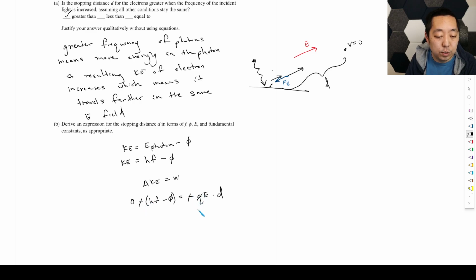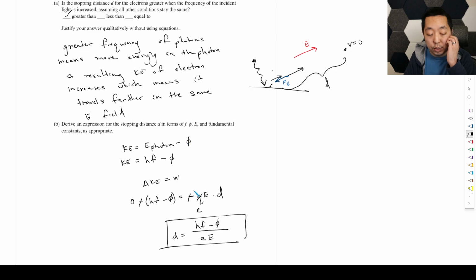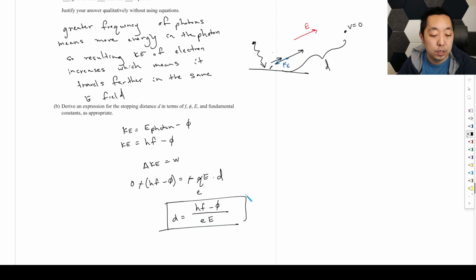This Q, we usually use the letter e to represent the charge of an electron, because that's what it is. So then the distance is going to be, you just divide by e here. It's going to be hf minus phi divided by e times capital E. You could probably use Q for the charge if you wanted to, but e is most commonly for the charge of an electron. And that would be the stopping distance, right? That's our work-energy process.